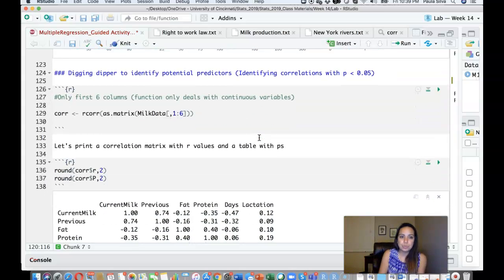When we come back, we'll dig deeper to identify potential predictors. We just want to use predictors that not only have a high correlation coefficient, but statistically reliable coefficients. So you want to look at these p-values just to guarantee that the correlation is statistically significant before we start building our multiple regression models.